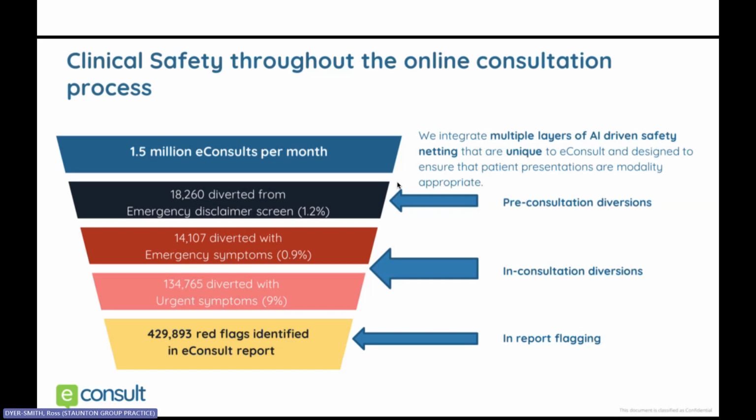So there's an emergency disclaimer, a bit like NHS 111. Have you had a stroke? Have you had a heart attack? Obviously, it immediately diverts people. There's then another filter if you happen to click on a very, very serious symptom. So something along the lines of, I've got a thunderclap headache, which might be a sign of a subarachnoid hemorrhage. That would again divert you away and say that this isn't the right route.